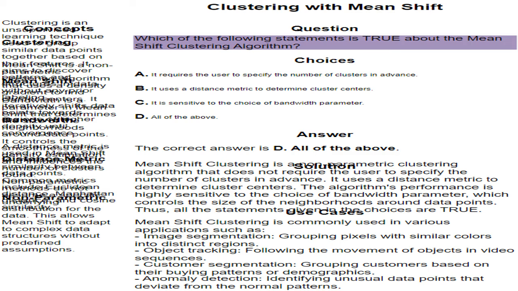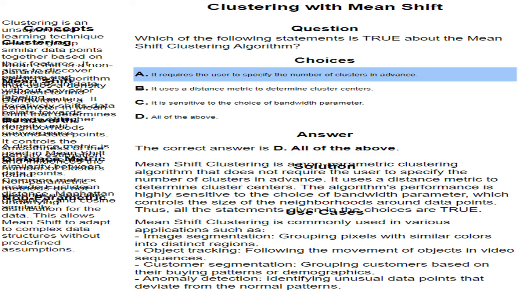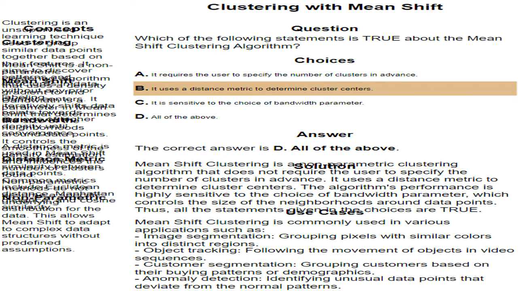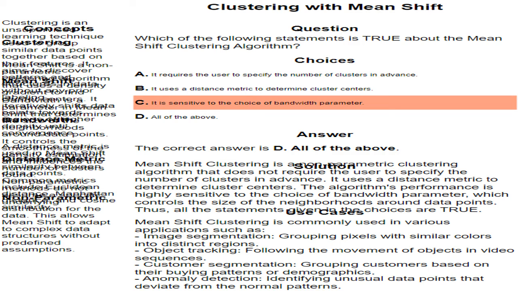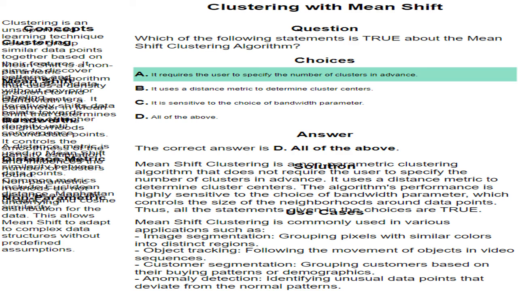Which of the following statements is true about the mean shift clustering algorithm? A. It requires the user to specify the number of clusters in advance. B. It uses a distance metric to determine cluster centers. C. It is sensitive to the choice of bandwidth parameter. D. All of the above. A. It requires the user to specify the number of clusters in advance. This statement is false. Mean shift clustering is a non-parametric algorithm, which means it does not require prior knowledge about the number of clusters. It discovers the clusters based on the data density.